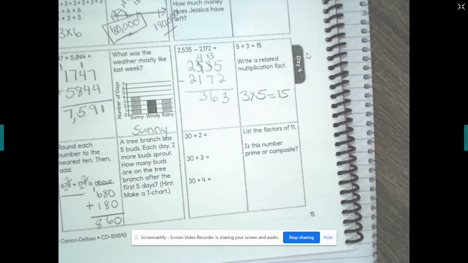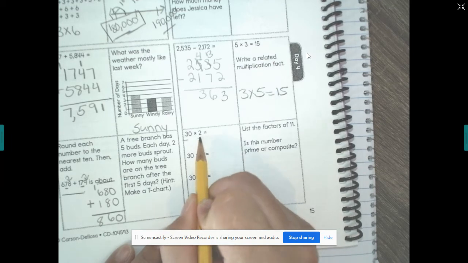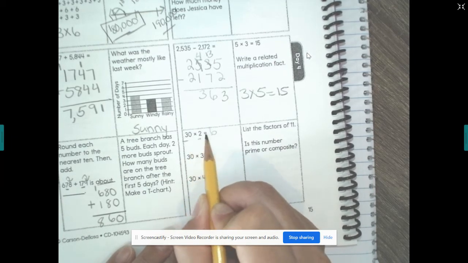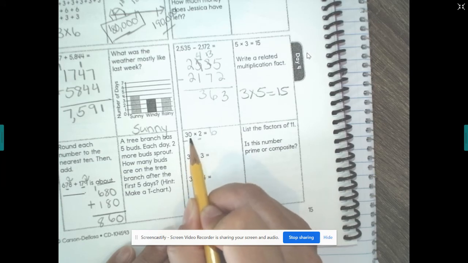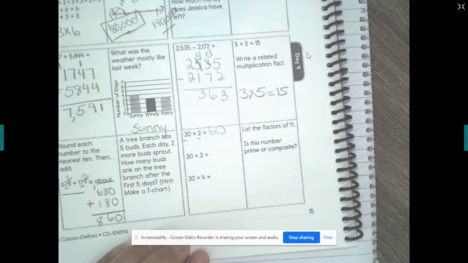All right, our next problem, we are multiplying by a multiple of 10, the number 30. So remember what I taught you about when you're multiplying with a multiple of 10, which has a 0 in it. You cover up that 0 and you do 3 times 2 first. And 3 times 2 is 6. Then you go back and count how many zeros are in the problem. Well, there's only one 0 in the problem. So you're going to add that 0 to the end. So 30 times 2 is 60.